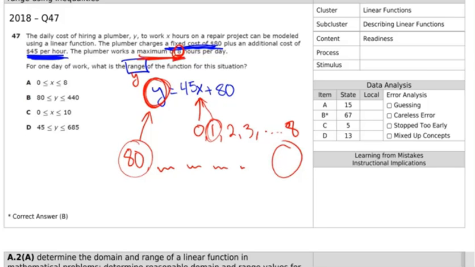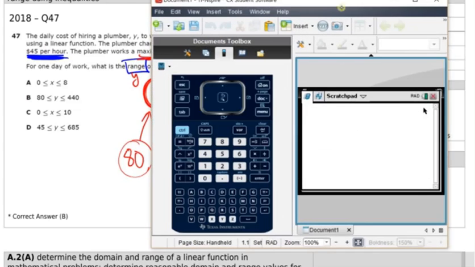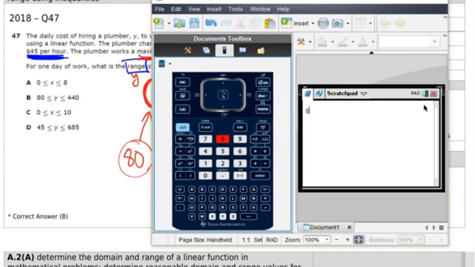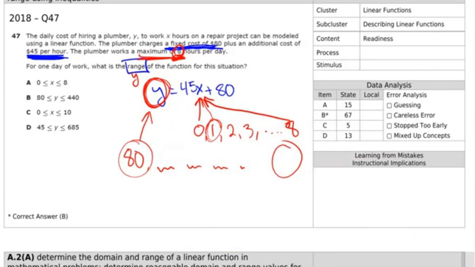And since it said a maximum of 8, 8 would be the next one that we can plug in. We end up getting 8 times 45, and if you can't do that in your head, you get your calculator. 8 times 45, hit enter. We get 360. So that's 360 plus 80, 440.